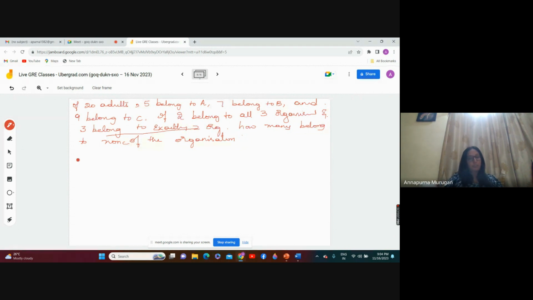Okay. So total adults, how much do we have? Total 20, and A we have 5, B 7, C 9. All three, A intersection B intersection C, 3 we have, and 3 belong to exactly 2. Exactly 2 is how much? 3. So exactly 2 is 3. So therefore, taking this, what is the formula?